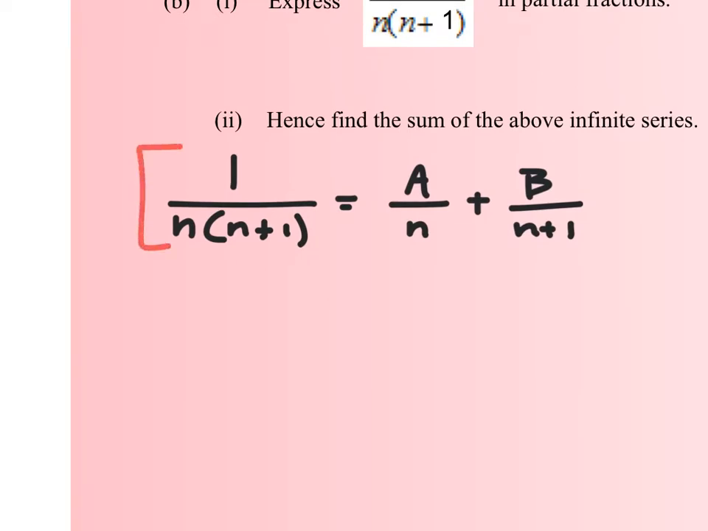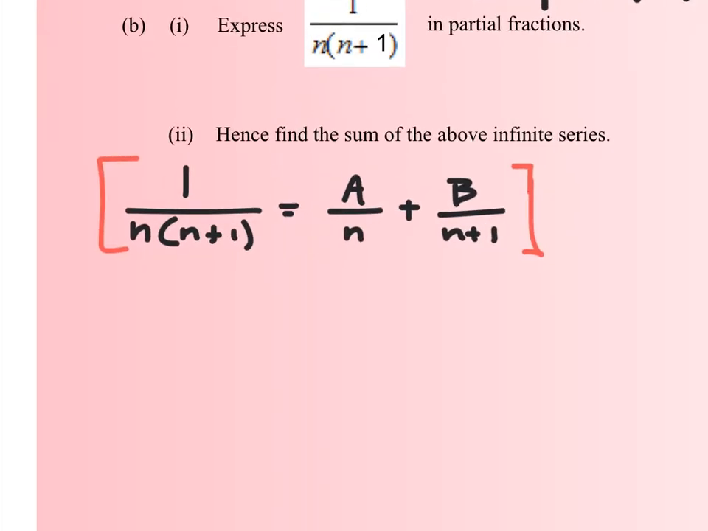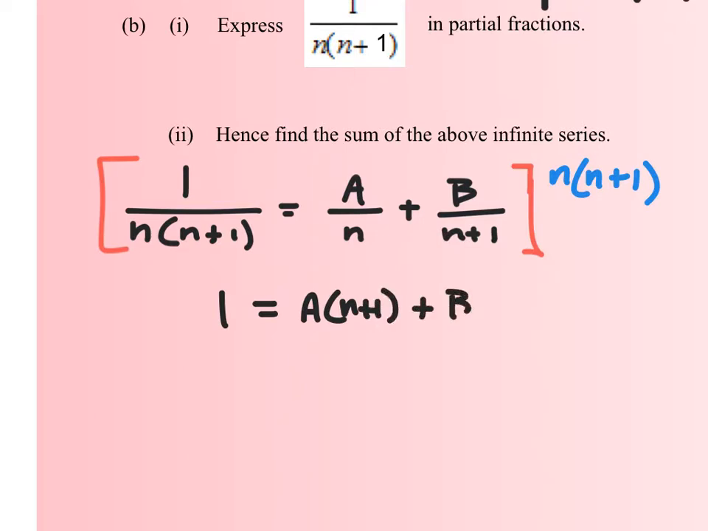Alright, so the first thing that you want to do is get rid of the denominator. So I would multiply by everything you see in the denominator. I'd multiply by n times n plus 1 everywhere. Well, in our first term, this would just become a 1. A over n would become a times n plus 1. B over n plus 1 would become b times n.